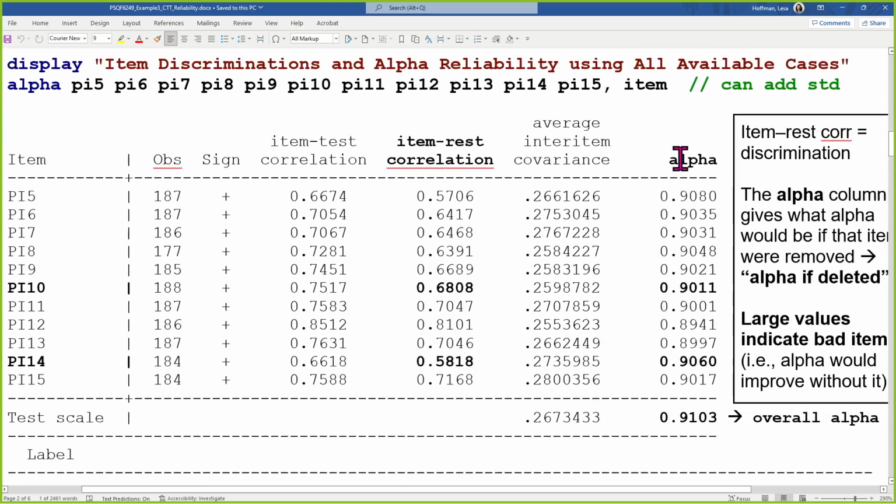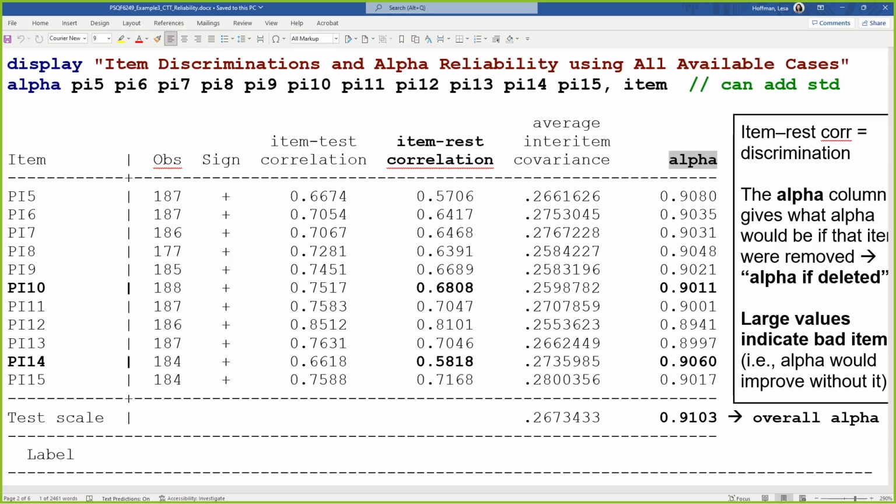The last column here is another thing that folks pay attention to. It is labeled badly. It is labeled alpha. It is not alpha. It is the opposite. I know. This is why I have a job, people. Because the people who make the software don't necessarily make it user-friendly. This is alpha if deleted. Each of those values is what would your Cronbach's alpha be if that item wasn't in the scale. So large values are bad because that means alpha would have gone up if you left that item out. So people will scroll down this list as a way to predict, which ones can I get rid of?